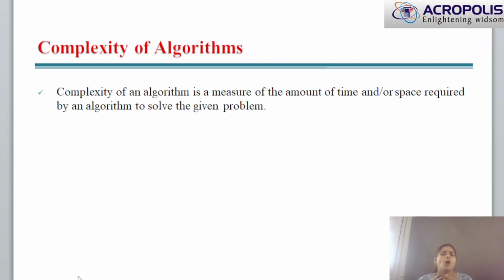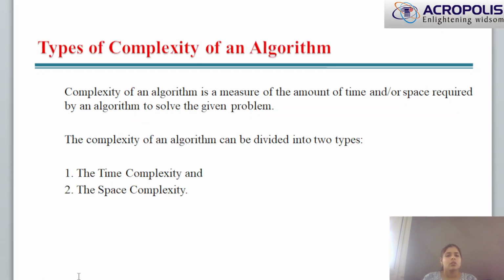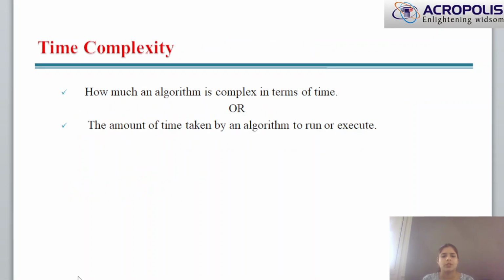Complexity of algorithm. Complexity of an algorithm is a measure of the amount of time and space required by an algorithm to solve a problem. Types of complexity of an algorithm: the types of complexity are divided into two types. First one is time complexity, second one is space complexity.